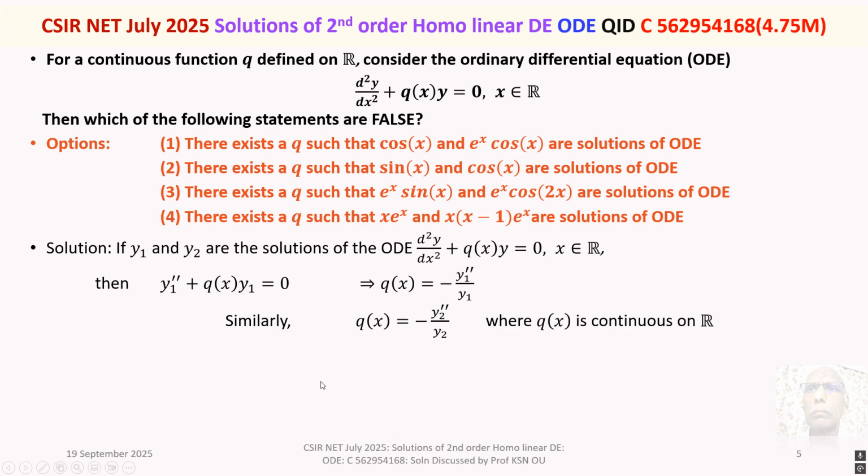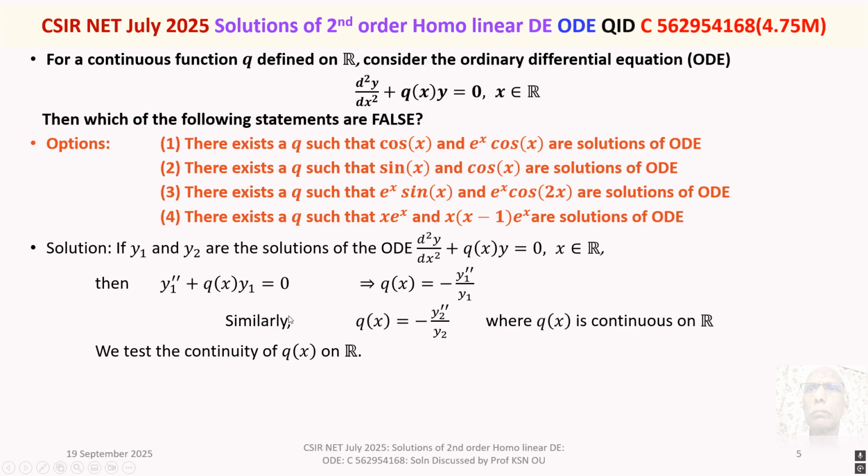What we do is we test the continuity of q of x. So we consider a solution and test q of x for continuity, and if this q of x comes out to be not continuous, then there does not exist such a q for which that is a solution. One solution is sufficient to throw away.